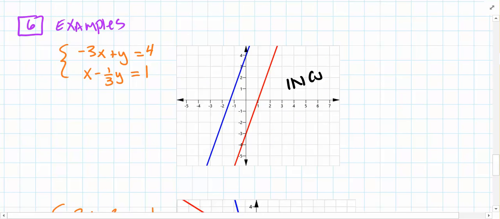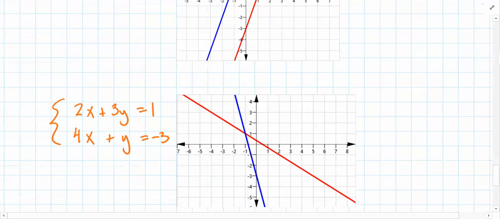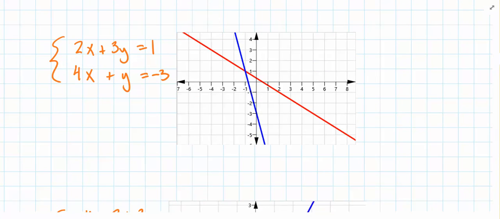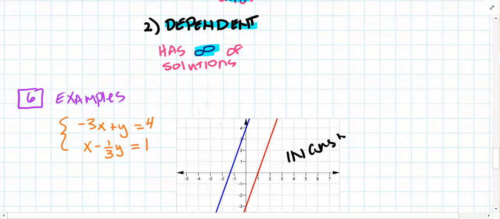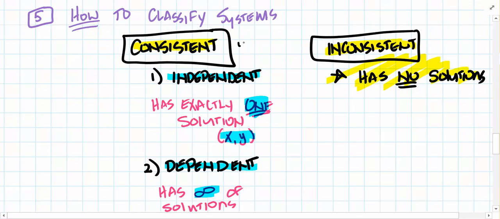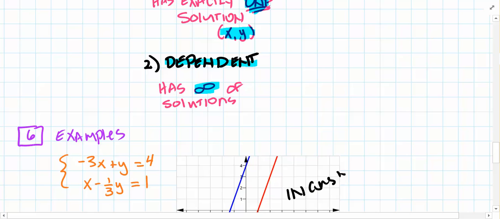Okay? This one here, this is not inconsistent. It's definitely consistent because it has a single point of contact. So therefore, it is a consistent system and it's independent. So independent consistent is how we would classify this system right here. Independent consistent.